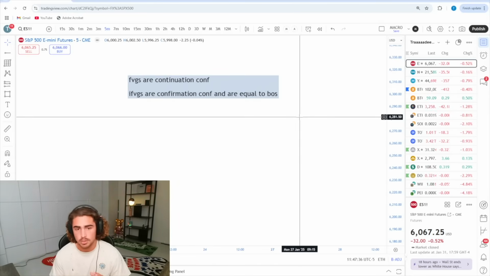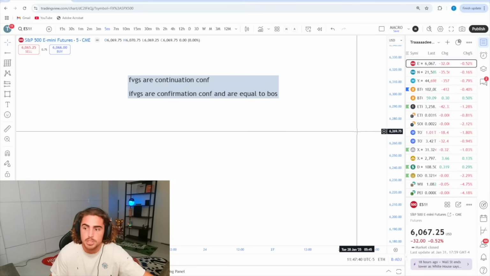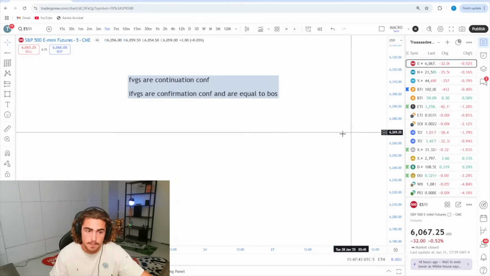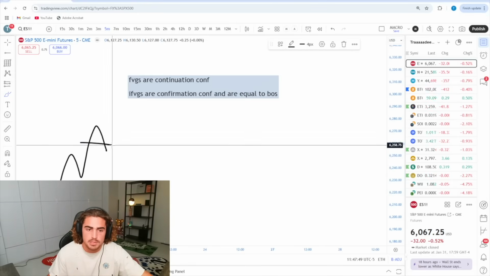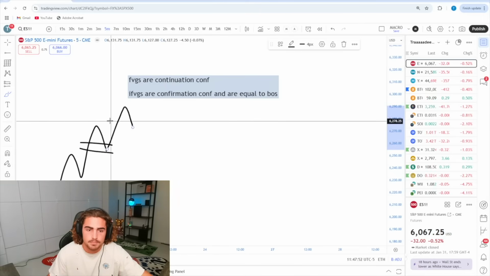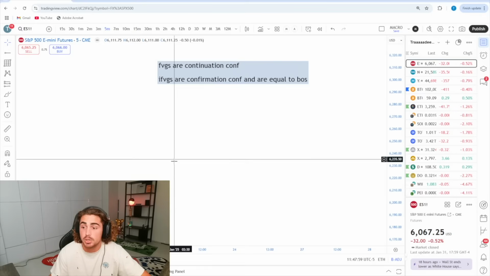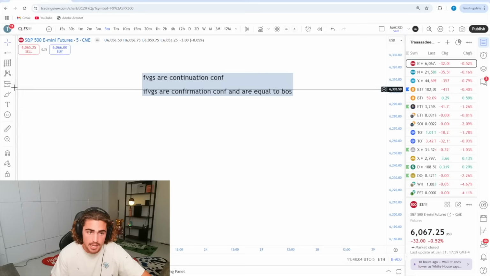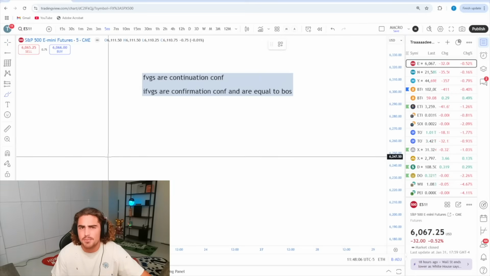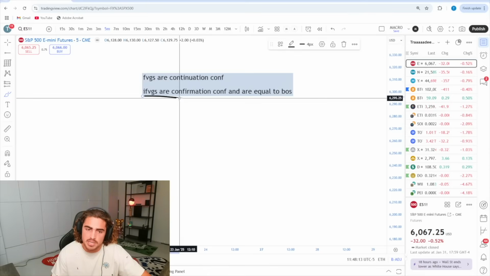Now, why is that? The first thing we need to do to understand inverse fair value gaps is understand fair value gaps. Luckily, we just talked about fair value gaps. We fully understand these now. What do we know about fair value gaps? Like I was saying, they are continuation confluences. When fair value gaps get filled and then price moves up because of them, that shows bullish order flow being maintained. The same thing to the downside: it shows bearish order flow being maintained. But what happens if we disrespect a fair value gap? What happens if we inverse a fair value gap?